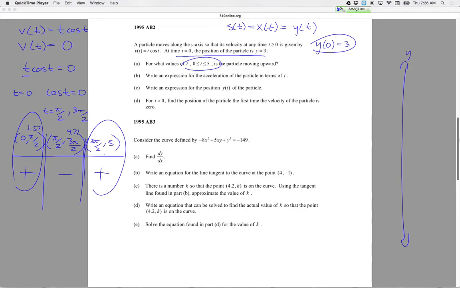Okay, part B is the only other thing I want to do here on this one. And that's just a straight derivative part. So we have v of t. What are they asking you for in part B? They're asking for a of t. Write an expression for the acceleration of the particle in terms of t, so just take the derivative. What rule are you going to need to take the derivative?